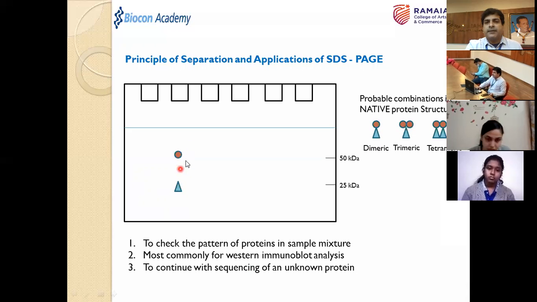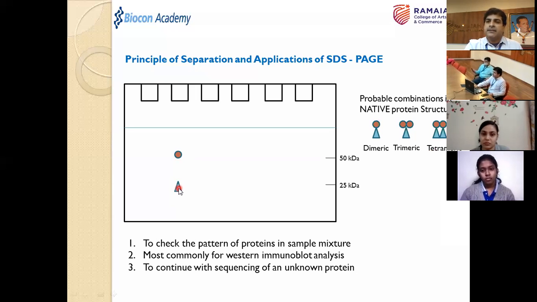As the size is the same, though they are different with respect to number, when you do SDS they form only one spot. So if it is a tetrameric or trimeric structure, you will feel after SDS-PAGE that only two units are there, which are separated based on their molecular weight. Correct? This is incomplete information in SDS-PAGE.